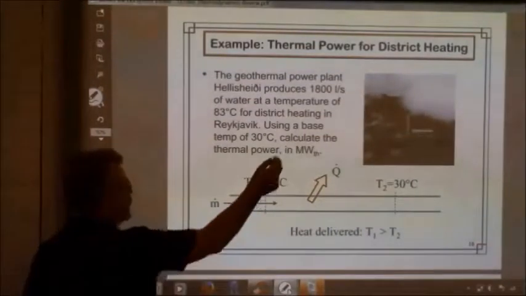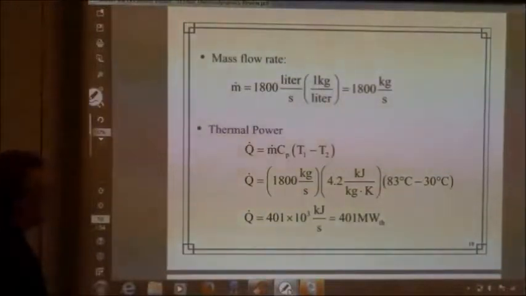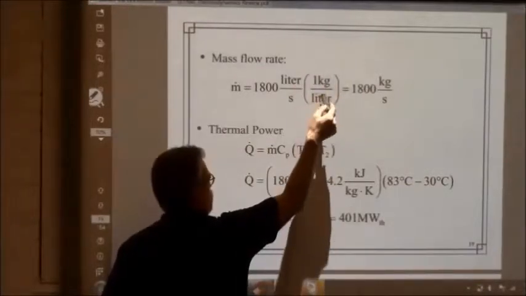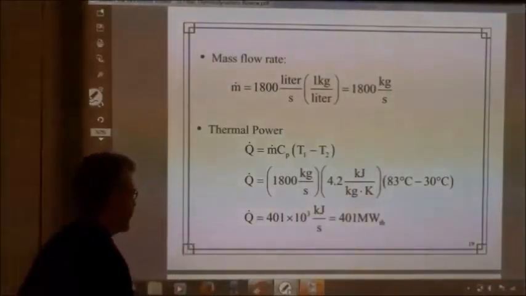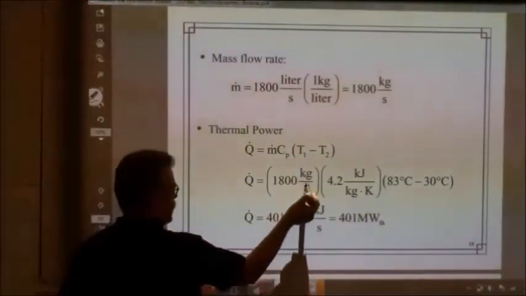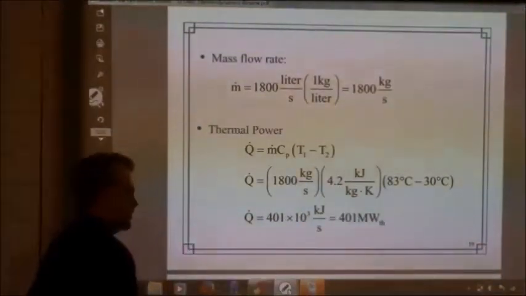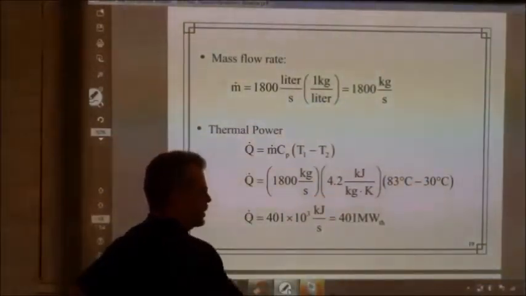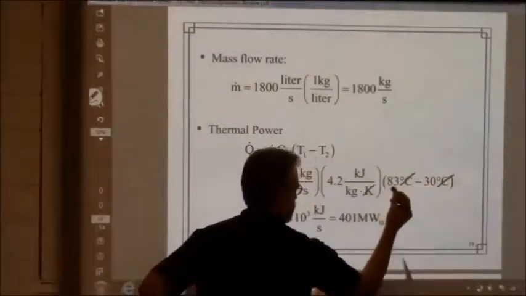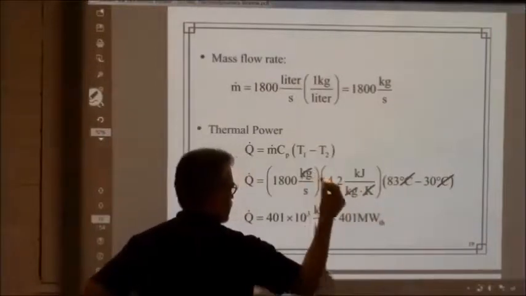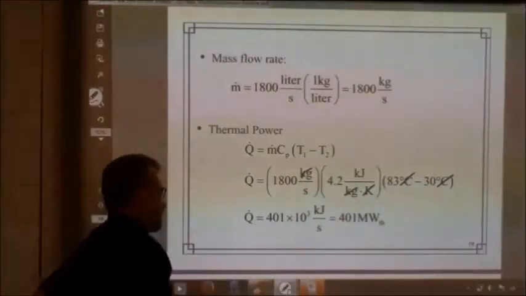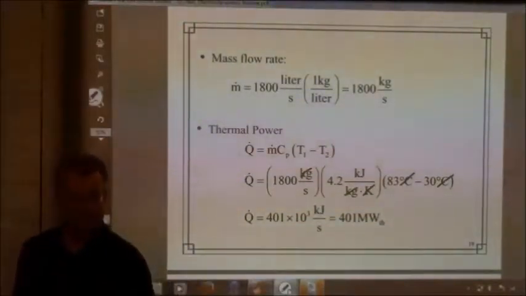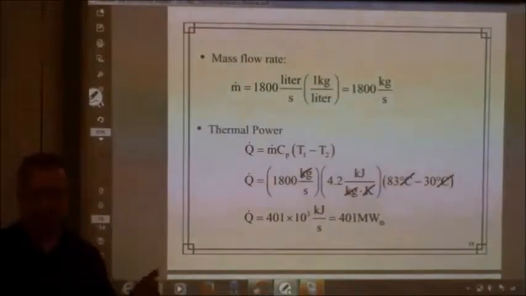We're given that the flow rate is 1,800 liters per second. The density of water is 1 kilogram per liter, so the mass flow rate is actually 1,800 kilograms per second. The thermal power is then 1,800 kilograms per second times 4.2, our specific heat of water, kilojoules per kilogram K, times the temperature difference, 83 C minus 30 C. You can see that we cancel out the temperature and the kilograms, and what I'm left with is kilojoules per second. 401 times 10 to the 3 kilojoules per second, or 401 megawatts thermal. That's the thermal energy supplied by this geothermal power plant.